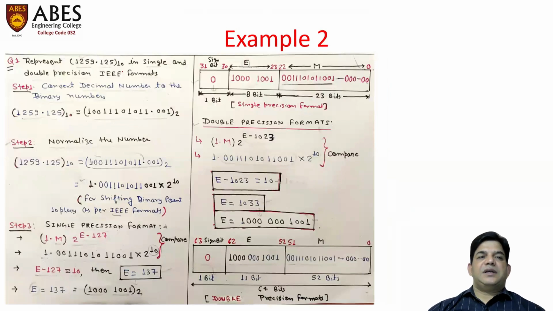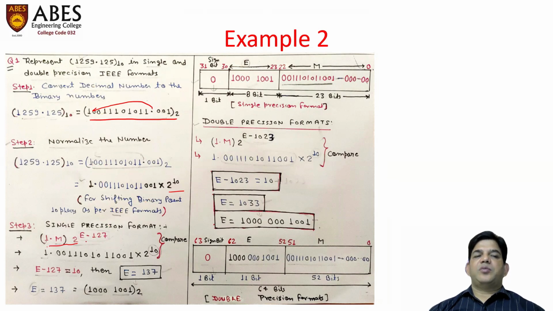Now let's take an example. Let's say the value is 1259.125 in decimal, in single and double precision. First convert this 1259.125 to binary. This is the binary representation. Now, to go to the normalization step, shift the radix point towards the left-hand side. So this becomes 1.00110101001100 times 2 to the power 10. Now this is the normalization.